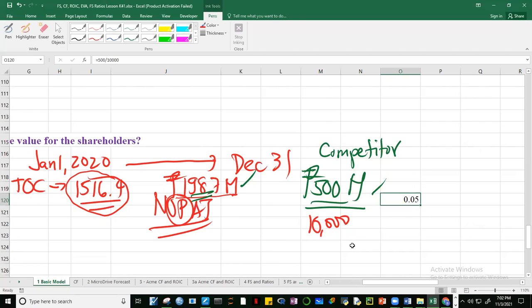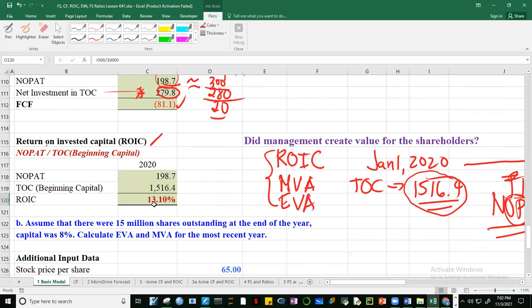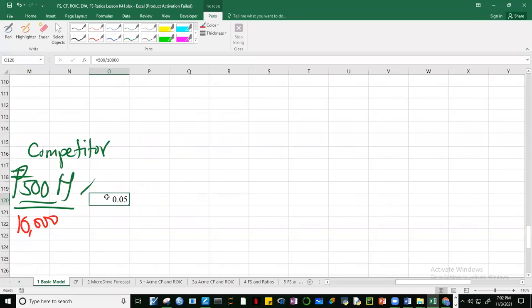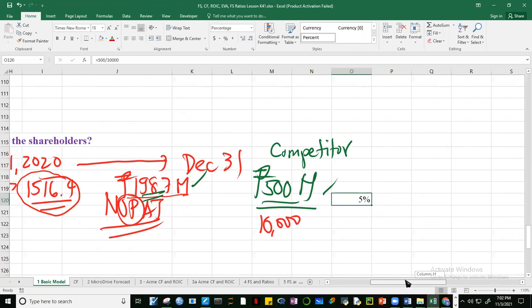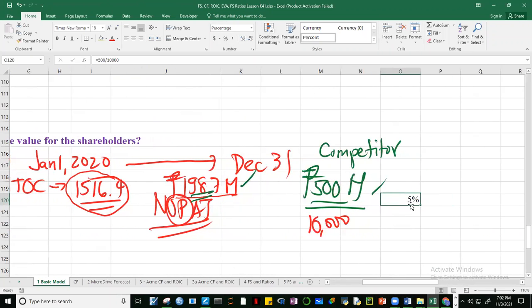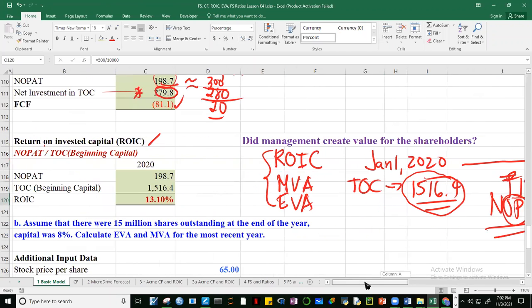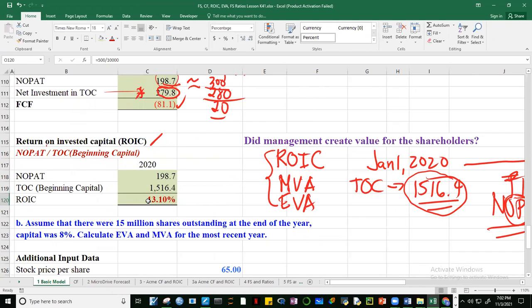But on a per peso investment of TOC, we fared a lot better than our direct competitor. We had 13.10%. They only had 5%. Which means that for every 1 peso of operating capital provided to them, they were able to generate a NOPAT of 0.05, 5 centavos. While on the other hand, we were able to generate 13 centavos for every peso of operating capital provided to us. All right? But that doesn't answer our question yet.